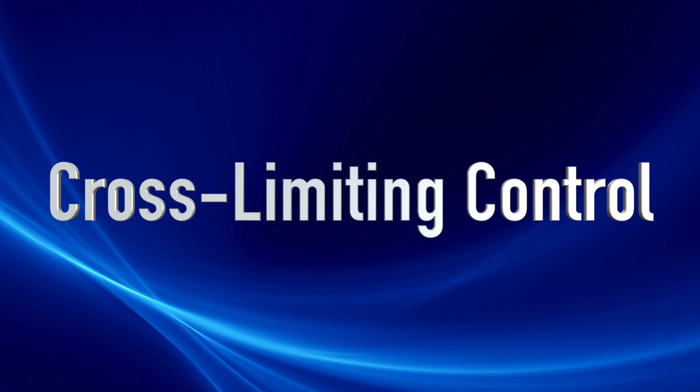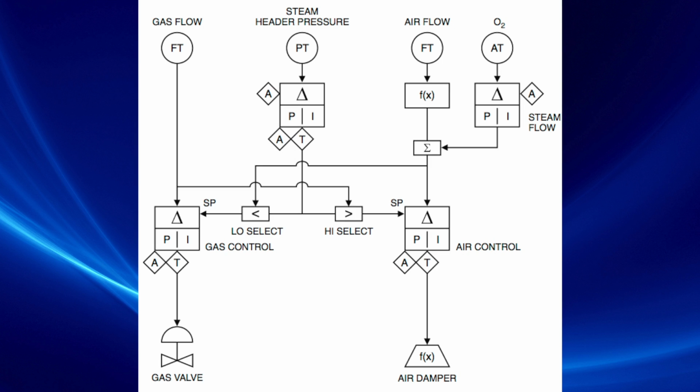The most important part of boiler control is what is referred to as cross-limiting control. And of course, the purpose of this is to eliminate the possibility of going fuel-rich in the boiler and creating an explosion. This is an example of a diagram showing cross-limiting control, where the system is set up with the 3 transmitters: your fuel flow, airflow, and your header pressure control.